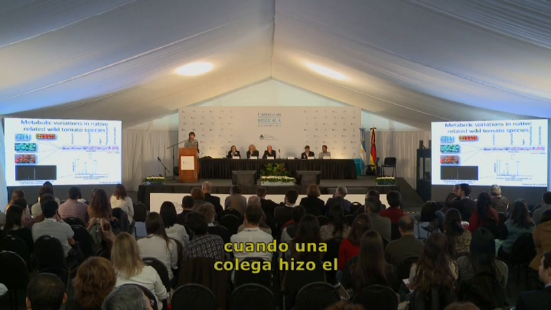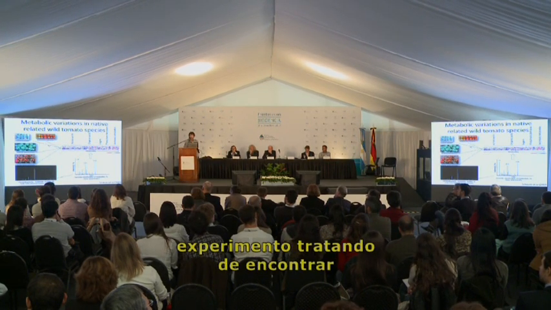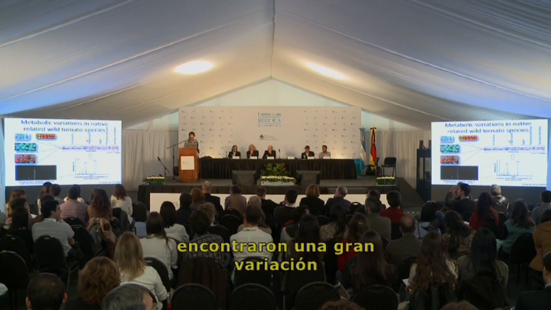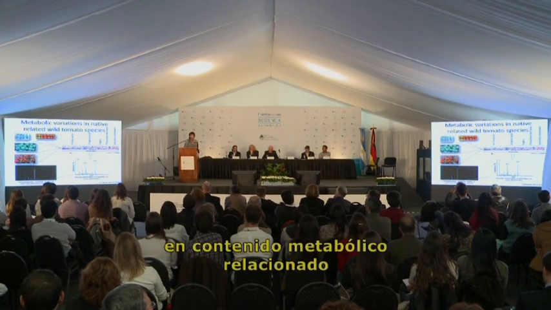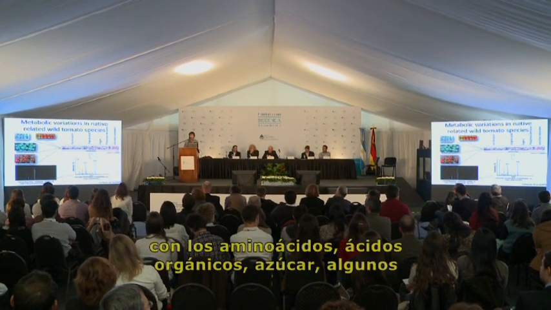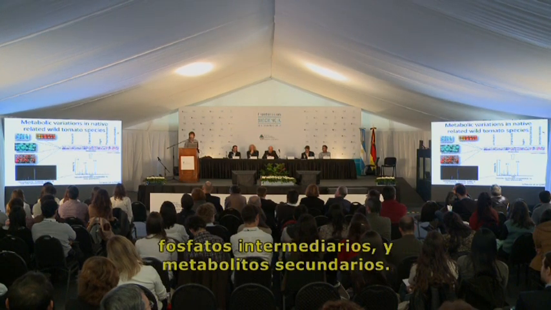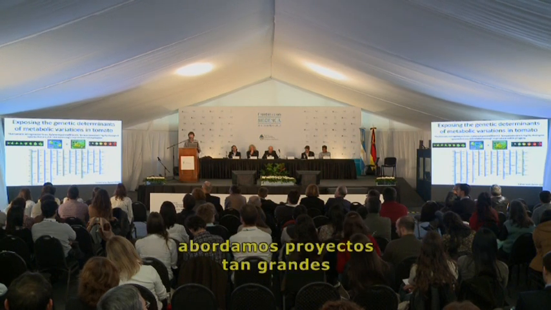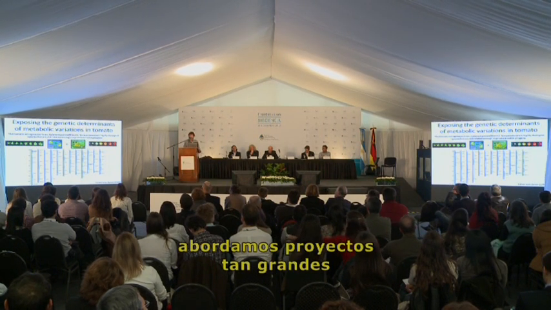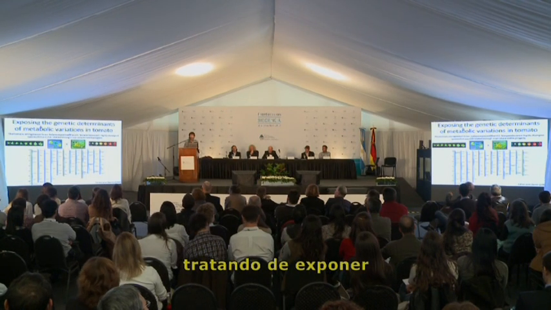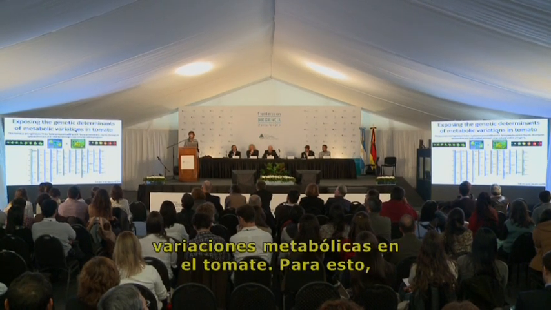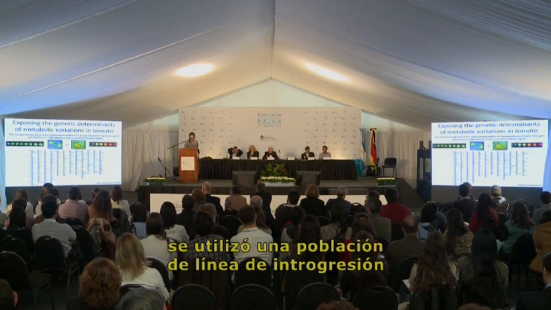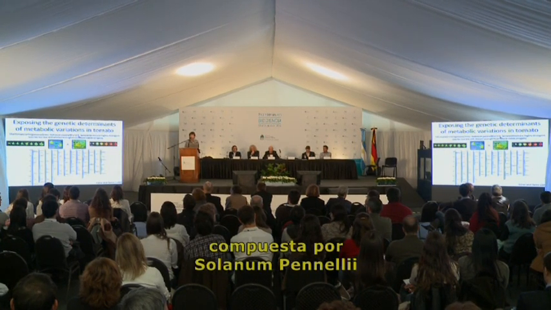Actually, when Alisdair Fernie did the experiment trying to search for differences in the metabolite contents in the fruit of these species, they found a tremendous variation in the metabolite contents related to amino acids, organic acids, sugars, some phosphate intermediates, and some secondary metabolites. This is why we approached a very large project trying to expose the genetic determinants of this metabolic variation in tomato. And for this, what they used was an introgression line population composed of Solanum pennellii and Solanum lycopersicum.